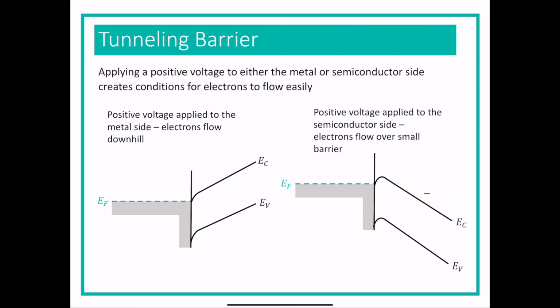So the bottom line is, if the work function of the metal is greater than the work function of the semiconductor, you get a diode, or a rectifying junction. If the work function of the semiconductor is greater than the work function of the metal, you get an ohmic contact that allows current to flow in either direction.